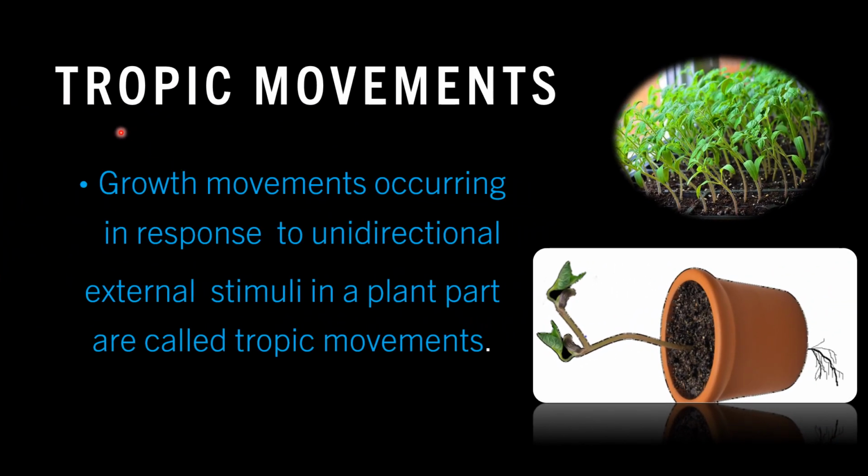We already discussed some examples of tropic movements. They are shoot is growing towards the light, root is growing towards the ground. These are some tropic movements in plants. Then how to define these tropic movements? Growth movements occurring in response to unidirectional external stimuli in a plant part are called tropic movements.